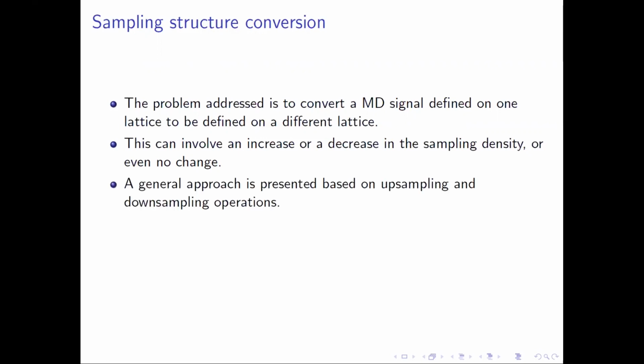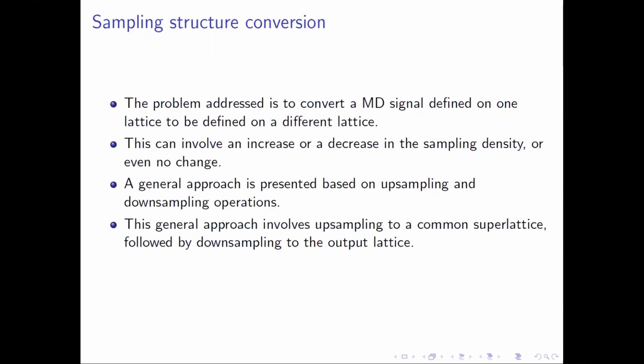The general approach described in the chapter involves linear upsampling and downsampling operations. Specifically, the conversion is done by upsampling to a common superlattice and then downsampling to the output lattice. The overall system is linear, but not shift invariant. In fact, it is periodically shift variant. Filter design methodologies using the methods of Chapter 10 are presented.